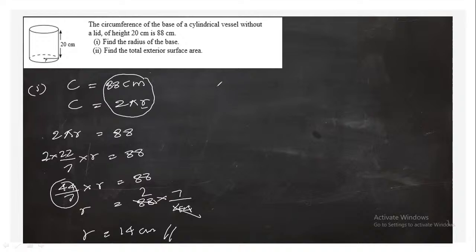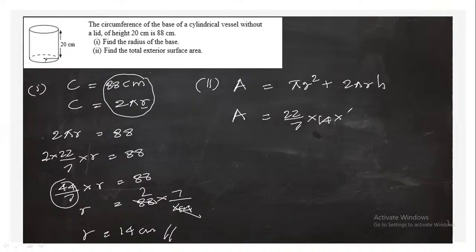Next one, find the total exterior surface area. What is the meaning of exterior? Exterior means outside surface area. It means one circular part and the curved surface. Then total surface area equals pi r squared. Only 1 pi r squared is there. Plus 2 pi r h.